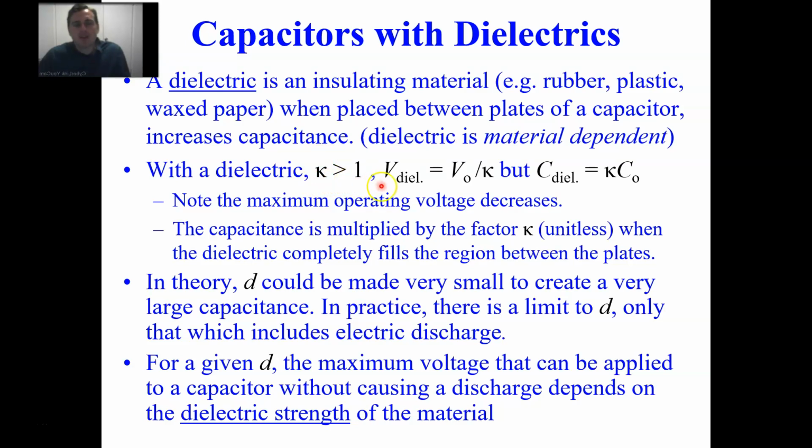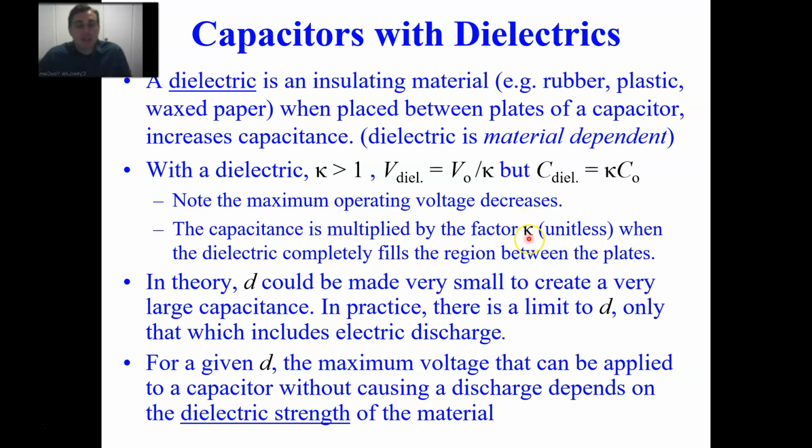Since that positive constant is larger than 1, the voltage that we can sustain due to a dielectric is going to be basically V0 divided by kappa, so that the voltage times the dielectric constant is this V0. And then notice that the capacitance able to be sustained by a dielectric is kappa times C0. And this is actually probably the more important equation, because if kappa is larger than 1, we have a greater capacitance. So note that the maximum operating voltage decreases. That's because if kappa is larger than 1, the maximum operating voltage is less, but the capacitance goes up.